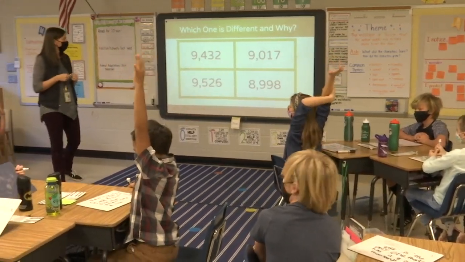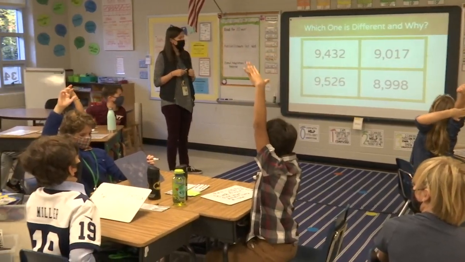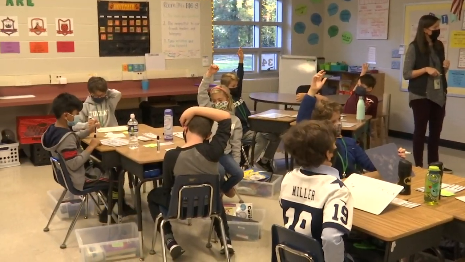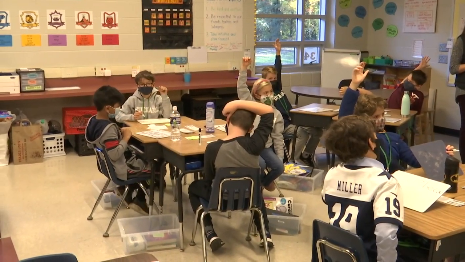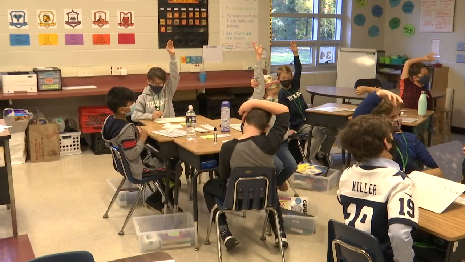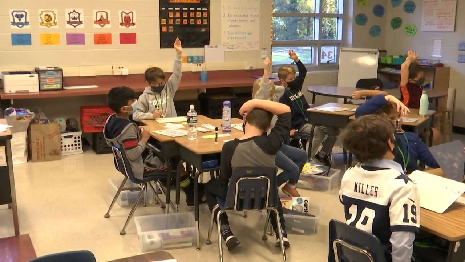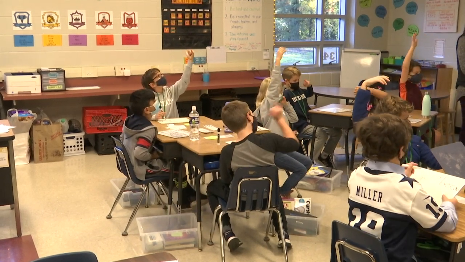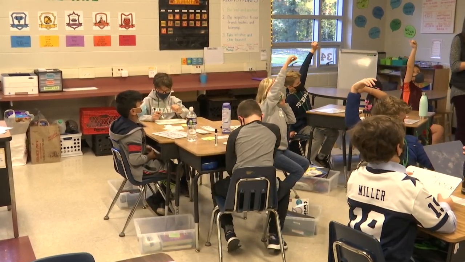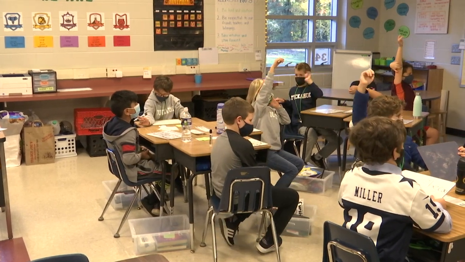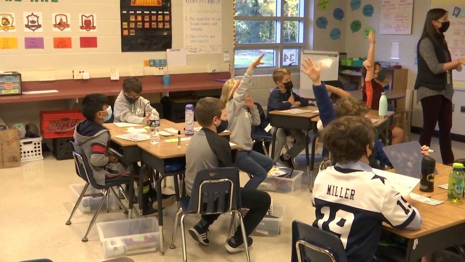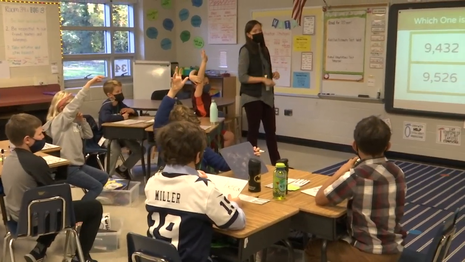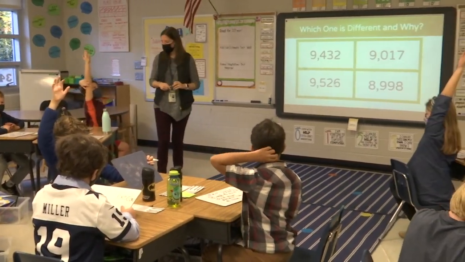Jalal? 8,998 is different because it is the only one with an 8. In which place? In the thousands. Very nice. I love that complete thought you had. 8,998 is different because it is the only one with an 8 in the thousands place. The rest have what? Caroline, what do the rest have? The rest have all 9s. Very nice.